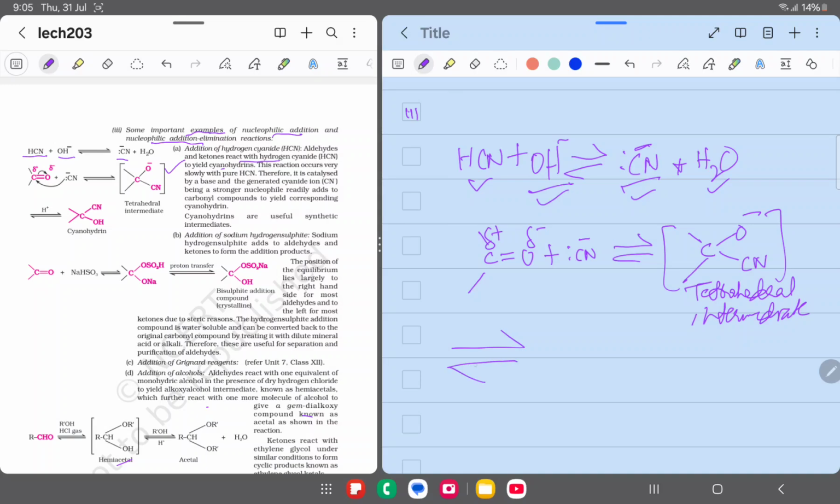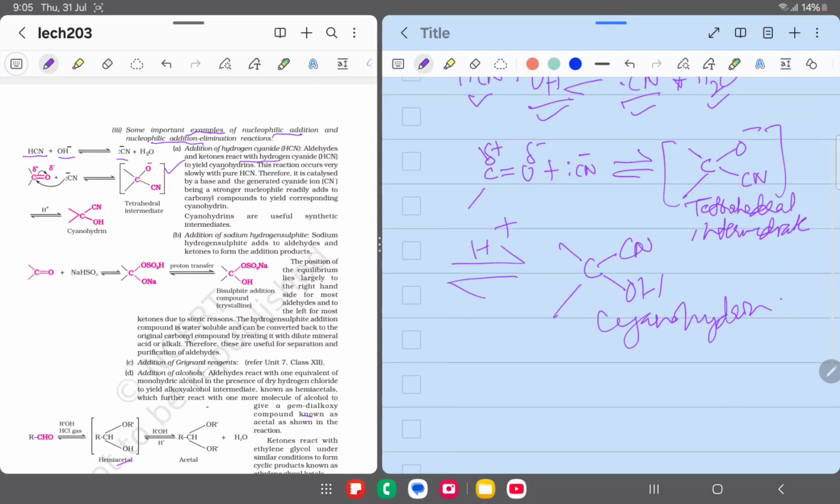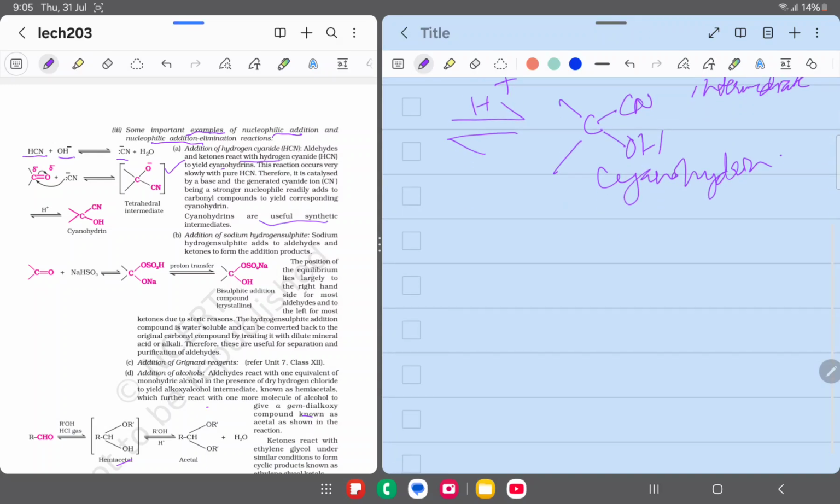So in acidic medium, on reaction with H positive, it will give you cyanide and OH. This is the cyanohydrin. Cyanohydrins are useful synthetic intermediates.